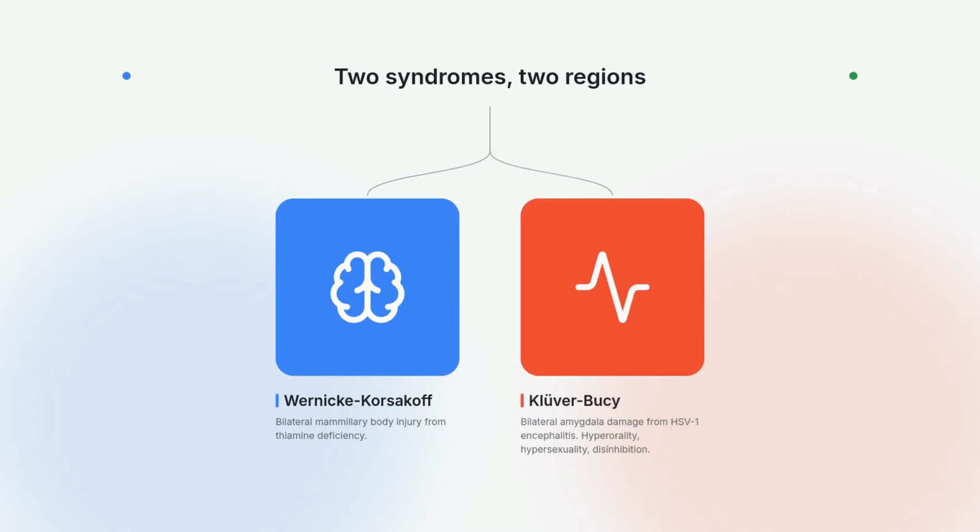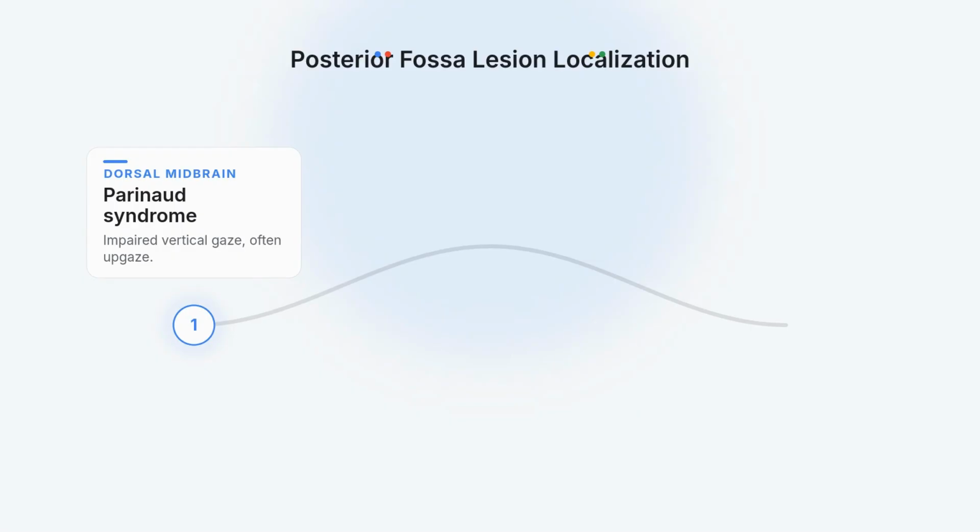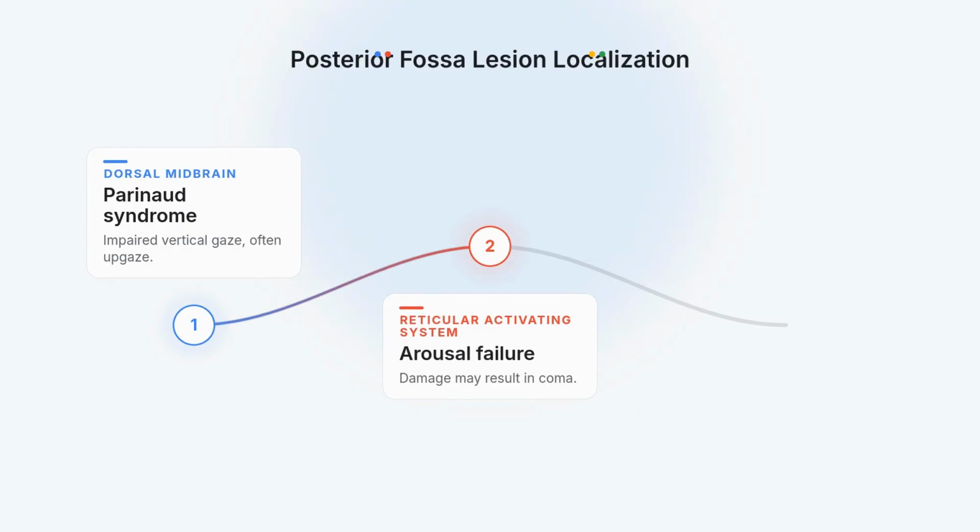Bilateral amygdala damage gives Kluver-Bucy syndrome, classically linked to HSV-1 encephalitis, with hyperorality, hypersexuality, and disinhibited behavior. In the dorsal midbrain, think Parinaud syndrome with impaired vertical gaze, often up gaze. If the reticular activating system is damaged, arousal fails and coma can result.